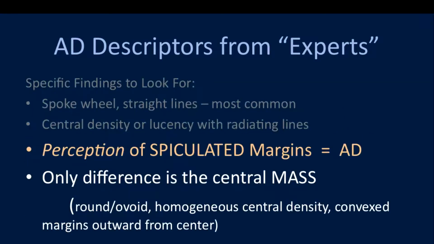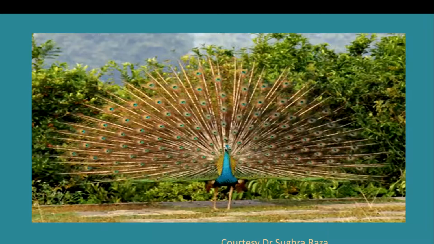And angular margins. So the perception of spiculated masses is really the same as architectural distortion. The only difference is that in the mass, you actually have the central density. You have the contents of a mass, which is a round and ovoid shape. It tends to be homogeneous in the central density, and you have the convex margins outward. And the spicules are the margins of a mass. So when I read a report that says, there's a spiculated mass associated with architectural distortion, I'm confused. And it sort of tells me the radiologist may also be confused. So again, the perception of seeing it, those straight lines, is really the same. One has the central density and one does not.